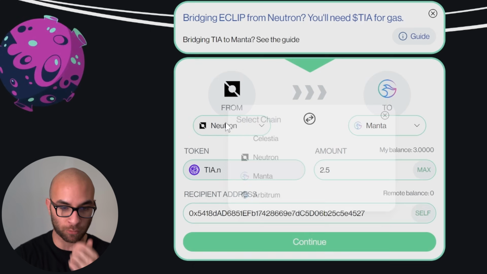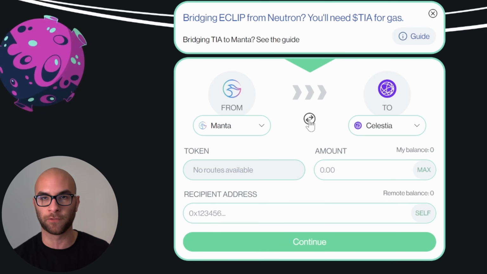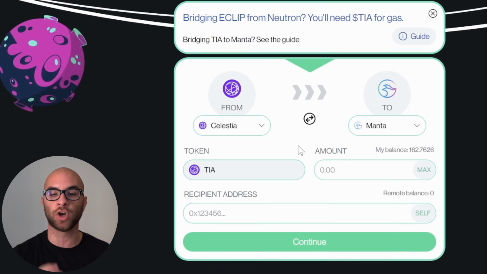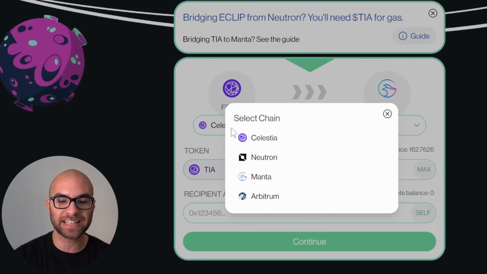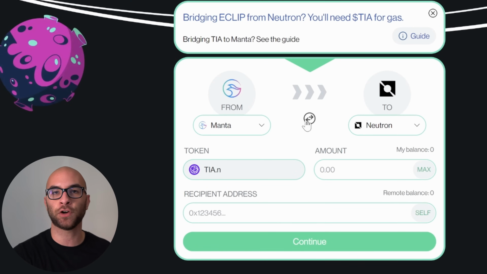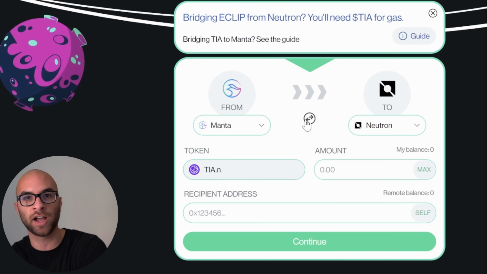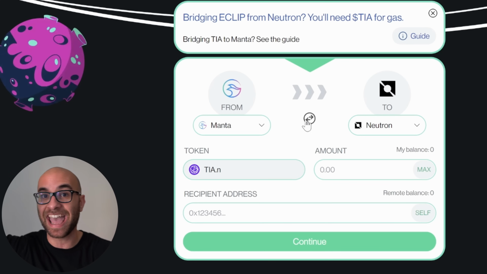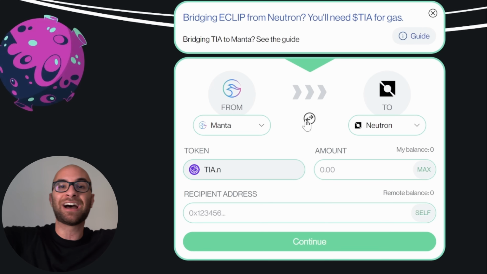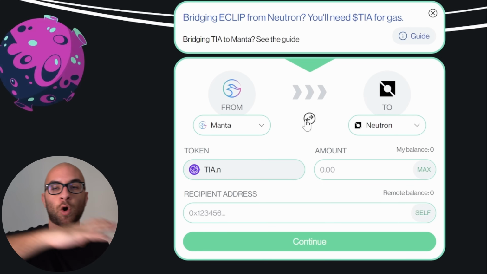Now you can also directly send Celestia over to the Manta network as well, but one of the interesting things is that there is no reverse for this. So one of the reasons that we're going the Neutron route is that there is a reversal when it comes to the Manta and Neutron side of things. So first we took our Celestia from Celestia, we shifted it over to Neutron. Now we have that TIA.N on Neutron, and we can send that over to Manta. And then once it's on Manta, we can now send it back over to Neutron.